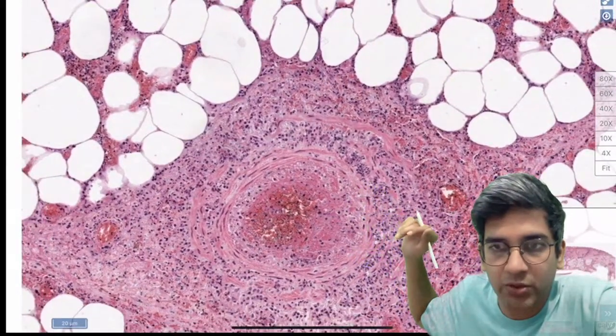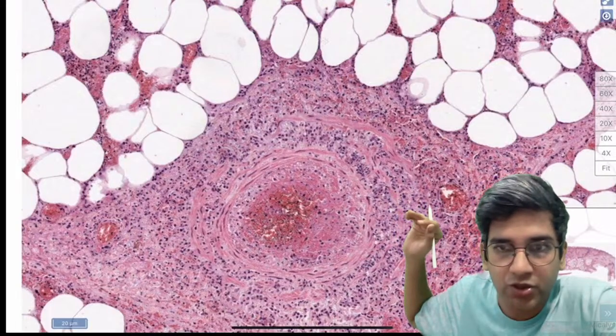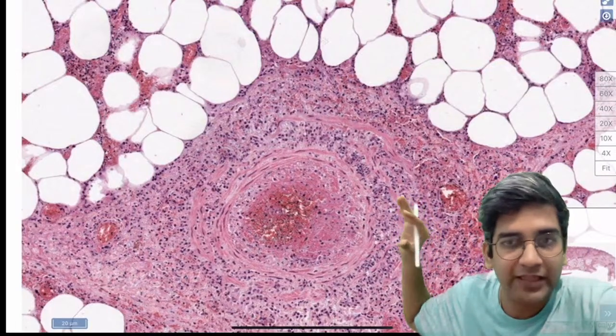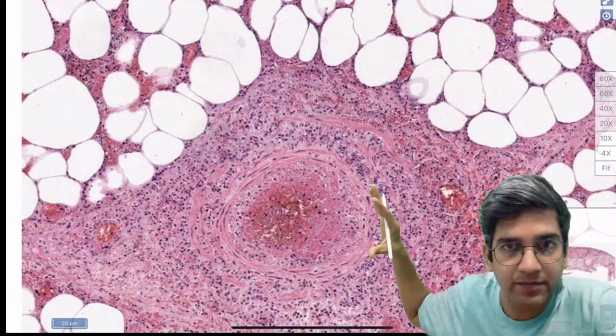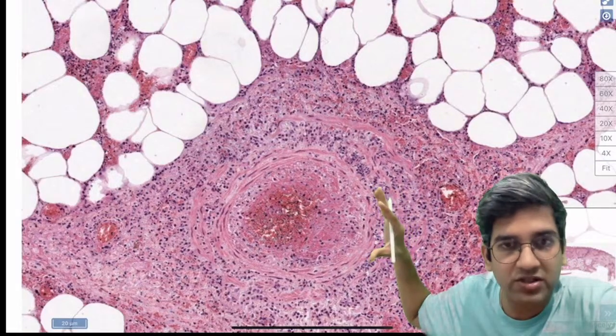Inflammation dense around the vessels. Hakim, great. Junu, then inflammation, great. Can anyone tell me what structure is this? What is this structure?